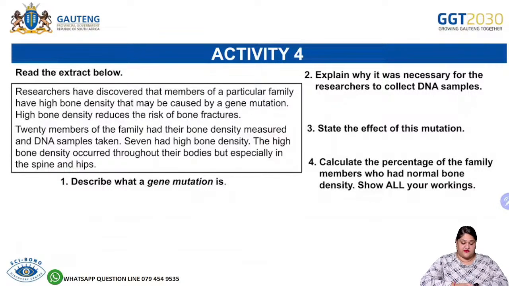Researchers have discovered that members of a particular family have high bone density that may be caused by a gene mutation. High bone density reduces the risk of bone fractures. 20 members of the family had their bone density measured and DNA samples taken. 7 had high bone density. The high bone density occurred throughout their bodies, but especially in the spine and the hips.